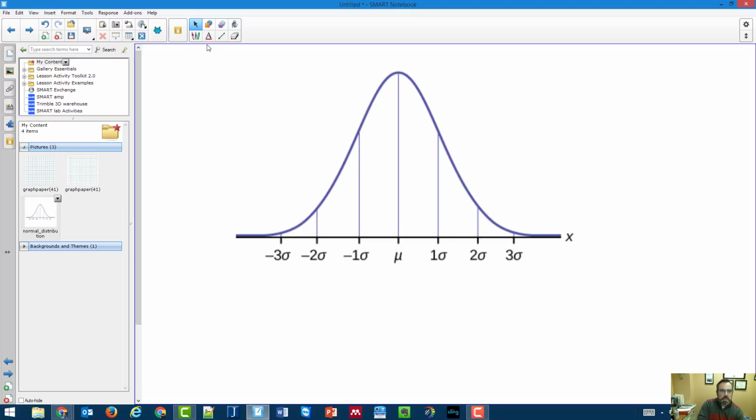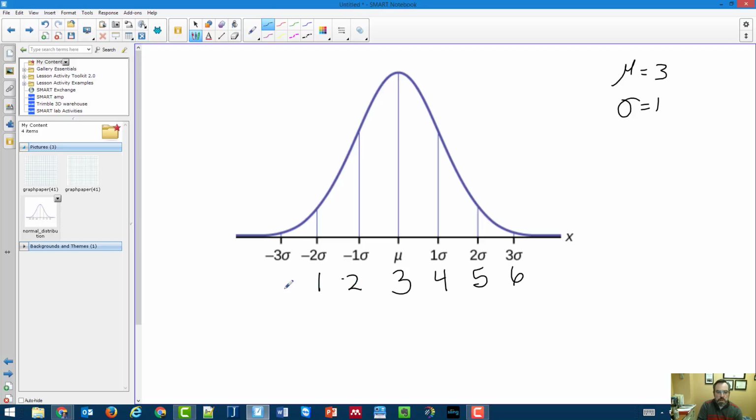Let's jump back over here and say the same thing, starting with my mean. My mean, mu, is 3, with a standard deviation of 1. That makes this really easy. That makes this 4, 5, and 6, and here we have 2, 1, and 0. So what this tells me is 68% of the students I expect to be between 2 and 4.